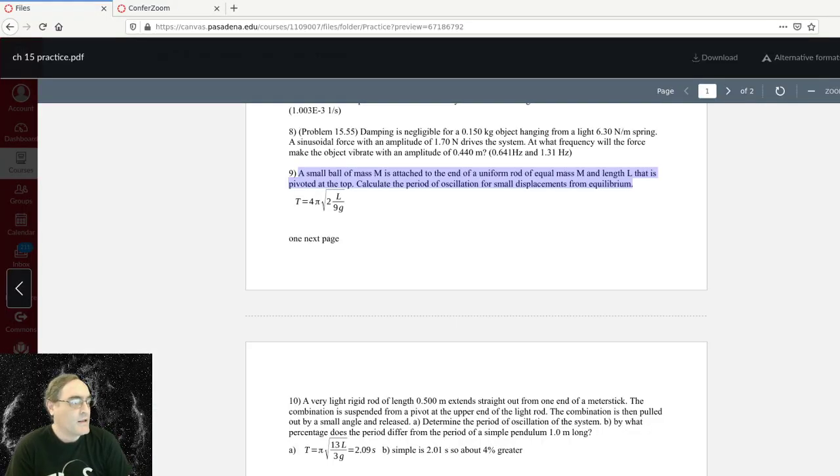A small ball of mass big M is attached to the end of a uniform rod of equal mass big M and length L that is pivoted at the top, meaning one of its ends. Calculate the period of oscillation for small displacements.